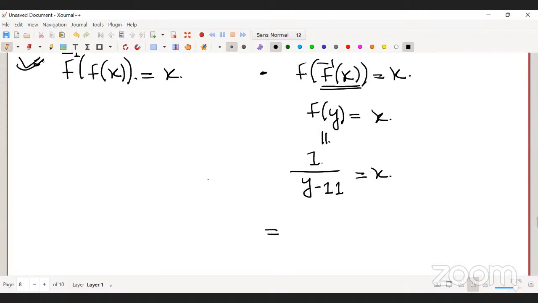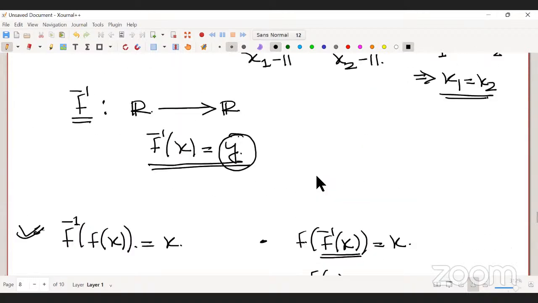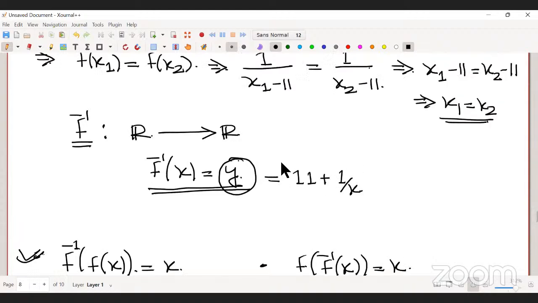So if I multiply y by 11, then what will I get? I'll get 1 by x plus 11 is equal to y, which is the same as y equal to 11 plus 1 by x. Okay, so f inverse of x is nothing but 11 plus 1 by x.